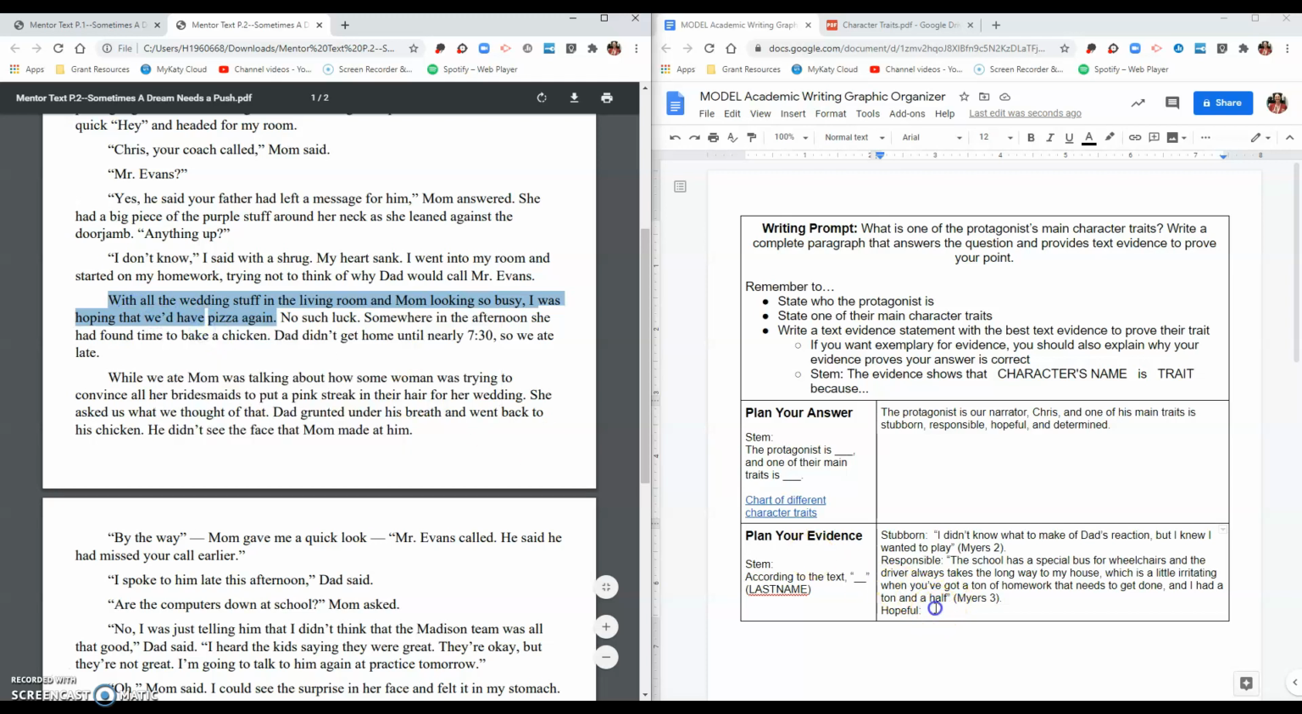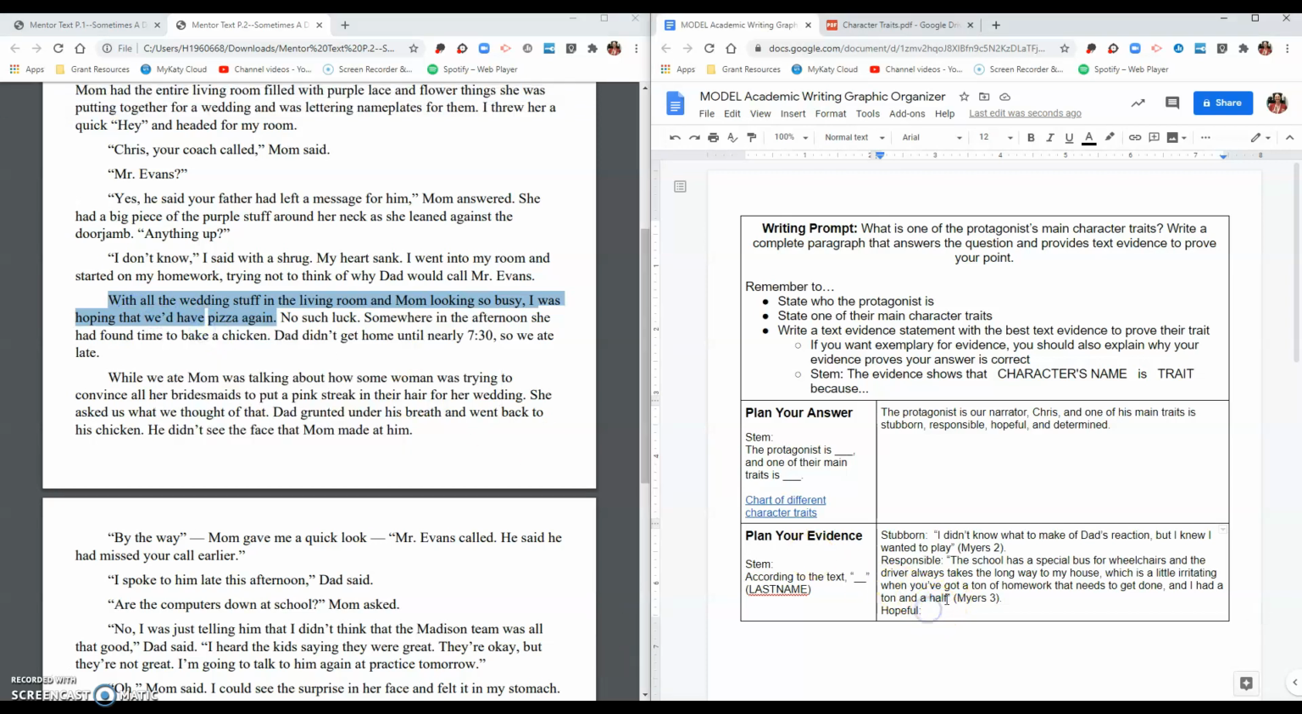And I'm going to paste it right over here for my evidence for hopeful. Again, my quotation marks, so I don't go to plagiarism jail. I'm going to delete that period because that doesn't go there. I'm going to add my quotation mark, parentheses, we're still on page 3, Myers 3, and period.